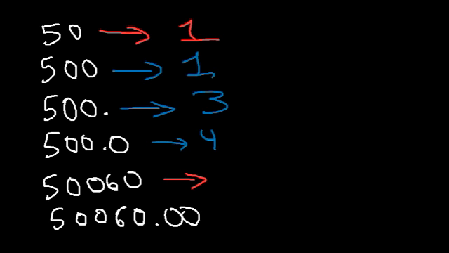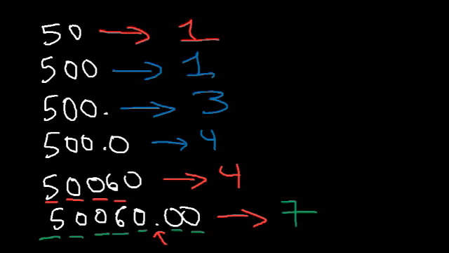For this one, the in-between zeros are significant, including the 5 and 6, but not this 0, because there's no decimal point. So this is 4 sig figs. Now for this example, because we have the decimal point, every 0 that is to the right of a non-zero number is significant. So it's going to be 1, 2, 3, 4, 5, 6, 7. So we have 7 significant figures.